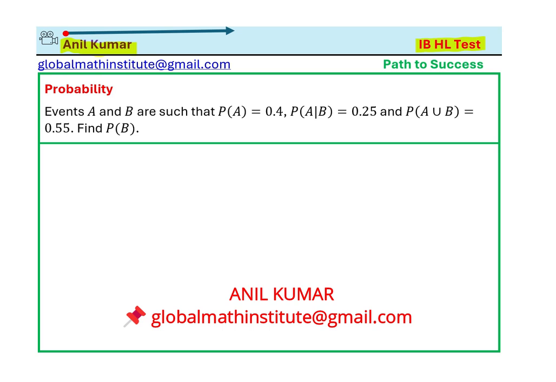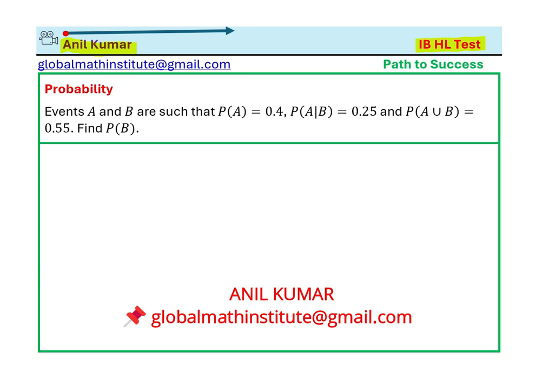Keeping that in mind, we are going through the solution of all the questions, including this one, which is based on probability. Events A and B are such that probability of A is 0.4, probability of A when B has occurred, this is a conditional probability, is 0.25, and probability of A union B is 0.55. Find probability of B. So let's understand the terms.